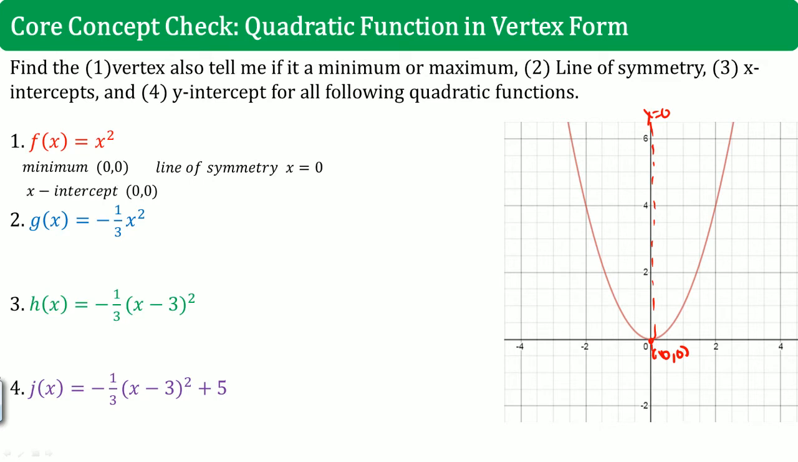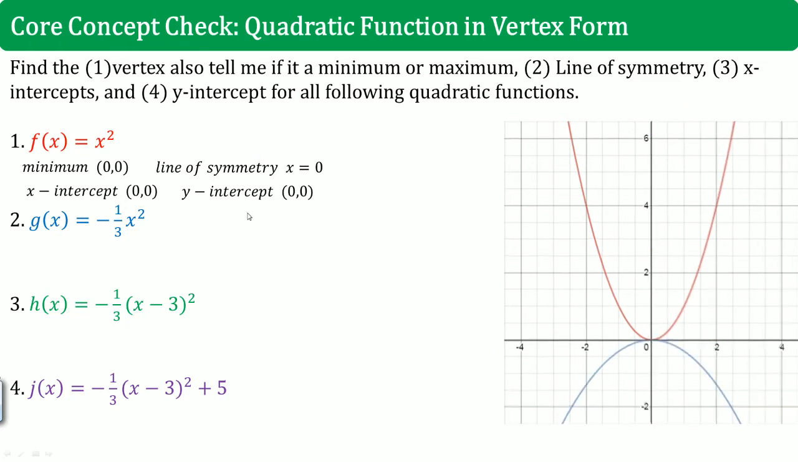The x-intercept is where it crosses the x-axis right here at 0, 0. And the y-axis is right here, and it crosses it at 0, 0. This is considered to be the parent function. All parabolas can be written from the parent function of x squared. Let's look at the second one.